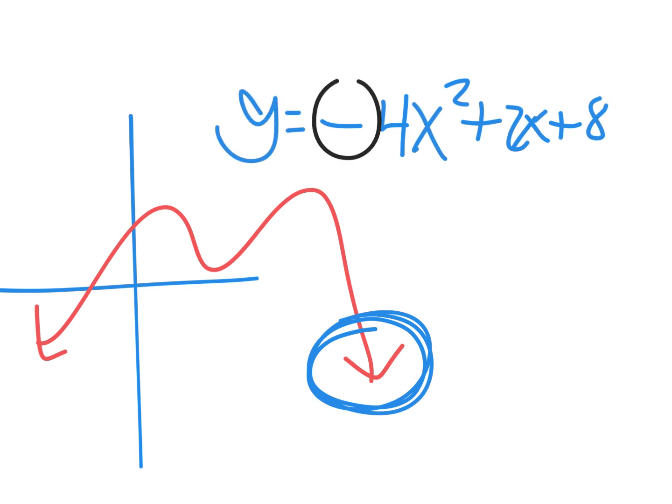Okay, so it's all about this number here. If that number's negative, it's going down on the right. If this number's positive, it's going up on the right.